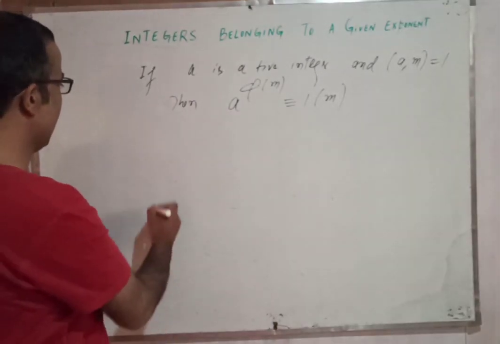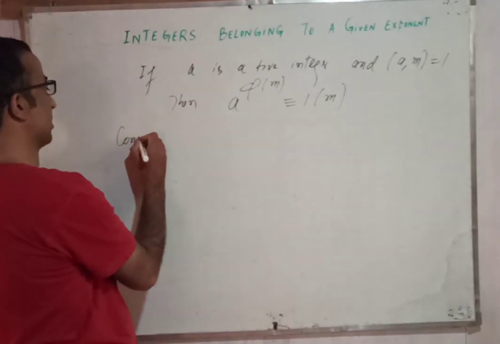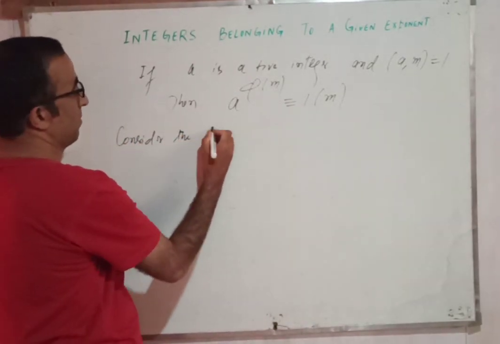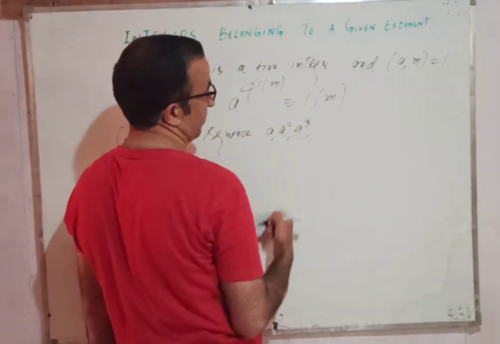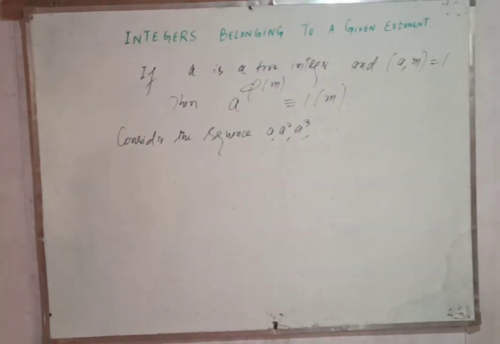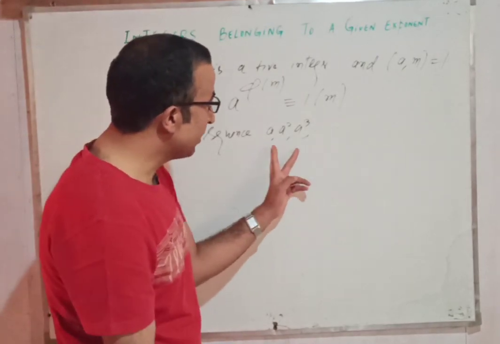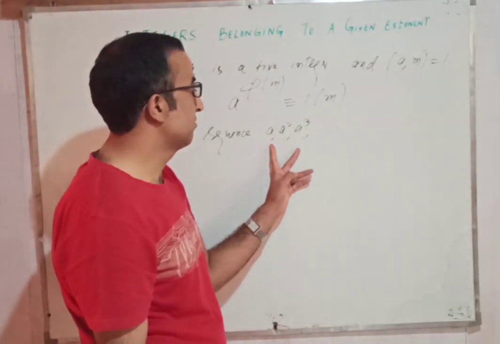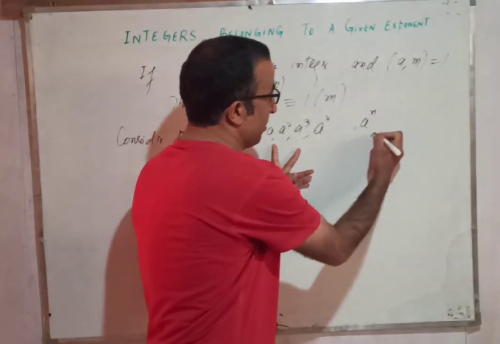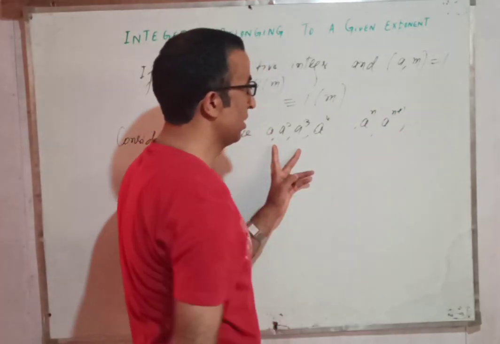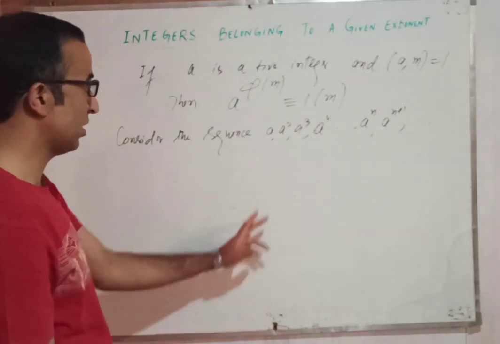Now let me list the sequence of powers of a. Consider the sequence a, a square, a cube, a to the power 4, and so on, a to the power some n, a to the power n plus 1, and so on. I will choose this sequence of all powers of a. This sequence is definitely a periodic sequence. You can see how this is true.